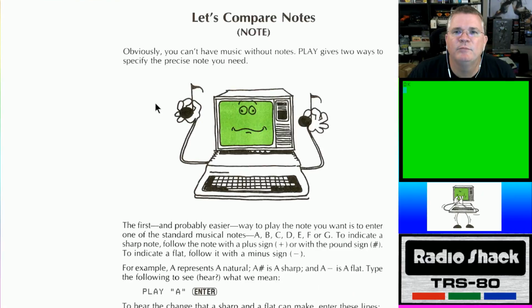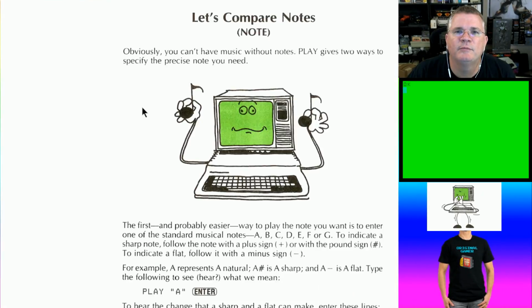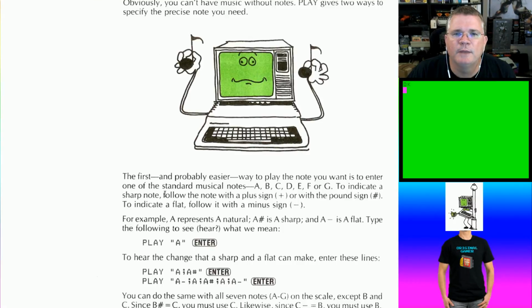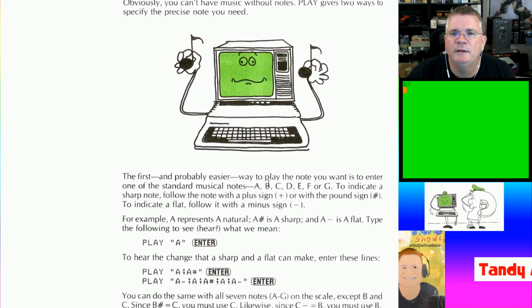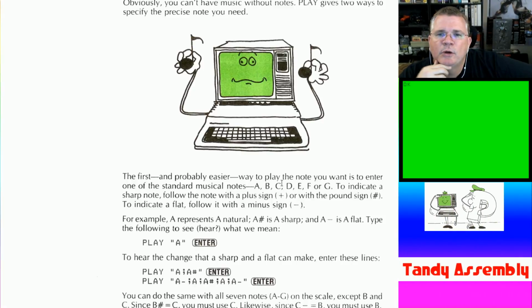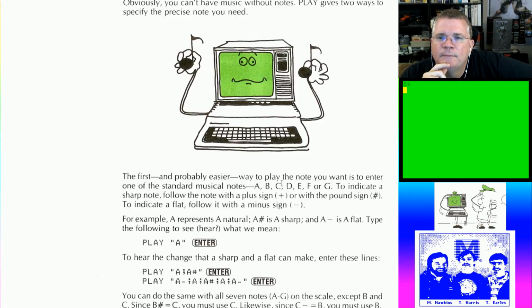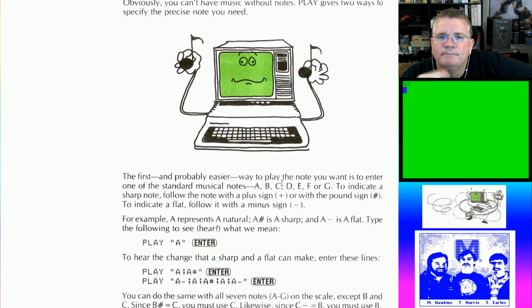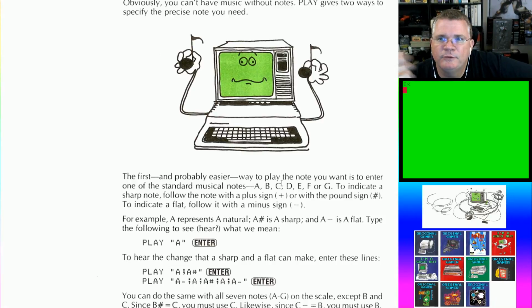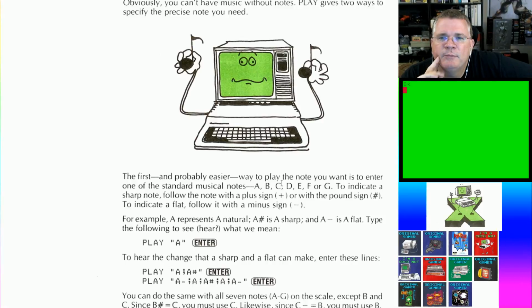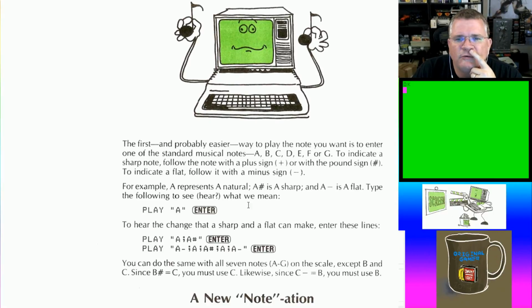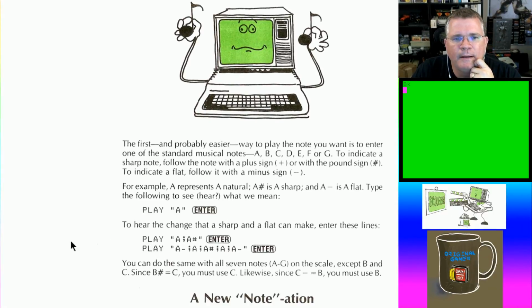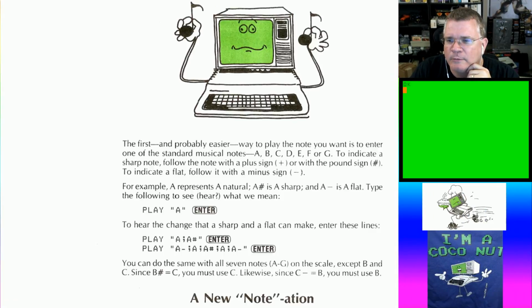So it says, obviously you can't have music without notes. Play gives you 2 ways to specify the precise note you need. The first and probably easier way to play a note you want to is to enter one of the standard musical notes, A, B, C, D, E, F, or G. To indicate a sharp note, follow it by the plus sign or with the pound sign. So like A pound, or like C sharp, right? Programming language. So C pound sign would be C sharp. To indicate a flat, you would do a minus sign, right? So in order to play the command, you could play like A and A sharp, right? So we can try that real quick right now. We'll just go into our little basic prompt here.